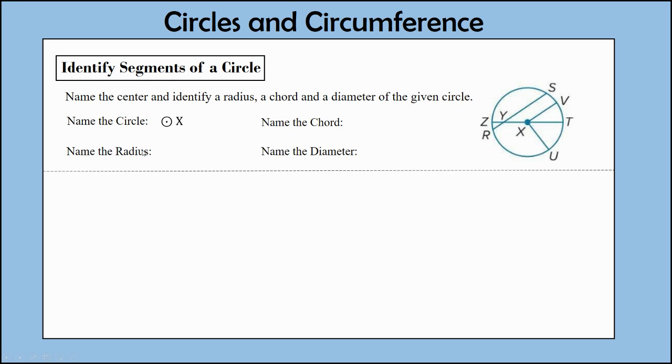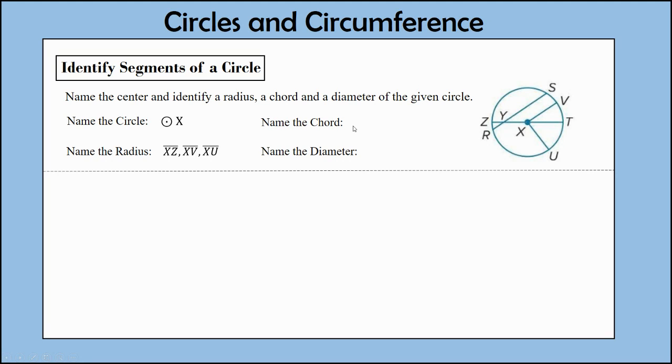Name the radius or a radius. So what we're going to do is name every radii that we see. I guess if it just said name a radius, it probably should say A rather than the. You only need to pick out one of them. But in this case, X to Z is a radius, X to V is a radius, X to U is a radius, and also X to T. I didn't list that one, but X to T would be as well. All right, because we know X is the center, any segment that goes from the center to a point on the circle is a radii. So there's actually 4 there to choose from.